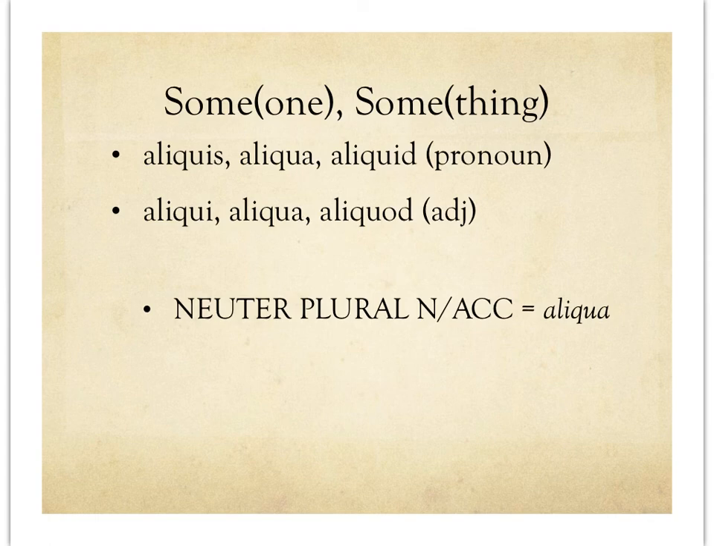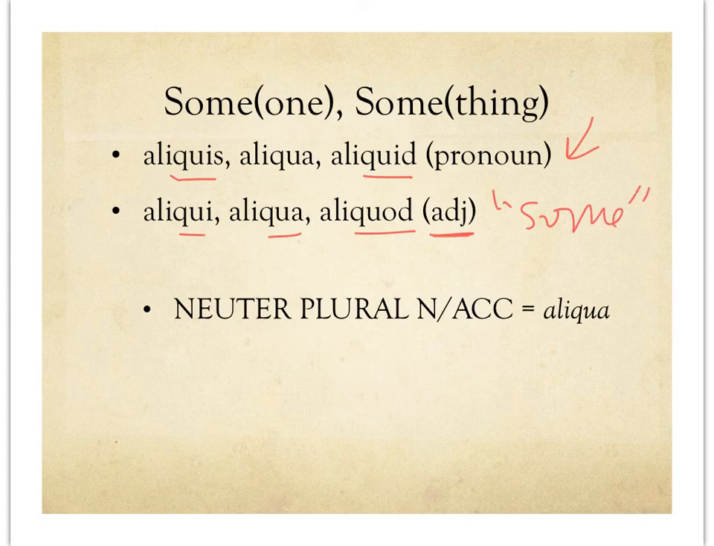There are a couple of other adjectives that appear in this chapter, and they are included here because what they do is they take these forms of quis, quid, or qui, quae, quod, and they add something to the front or to the end. One of them is aliquis, aliqua, aliquid. This is a pronoun that means someone or something. And aliqui, aliqua, aliquod is an adjective that means some, and then it would modify a noun.